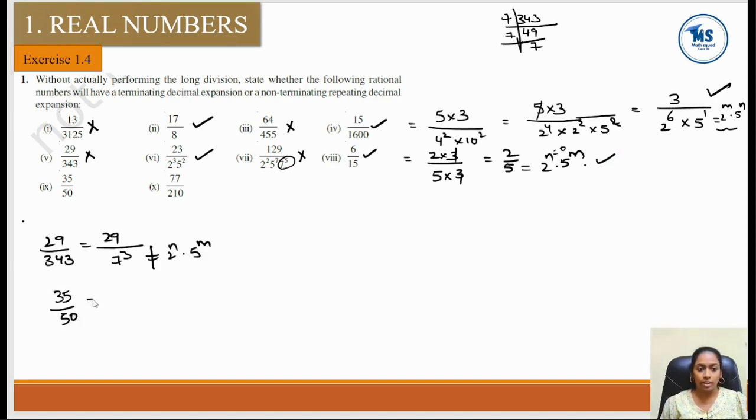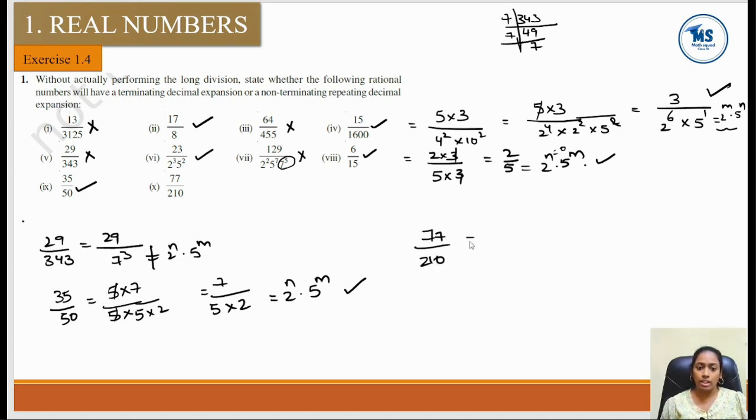Okay, then 35 by 50, I'll write it here. I'll write 35 as 5 into 7 by, 50 I can write as 5 into 10, which is 5 into 5 into 2. 5 gets cancelled, then it is 7 by 5 into 2, which is in the form of 2 power n into 5 power m. So this is terminating. Okay, then the last question, 77 by 210, I can write it as 7 into 11.